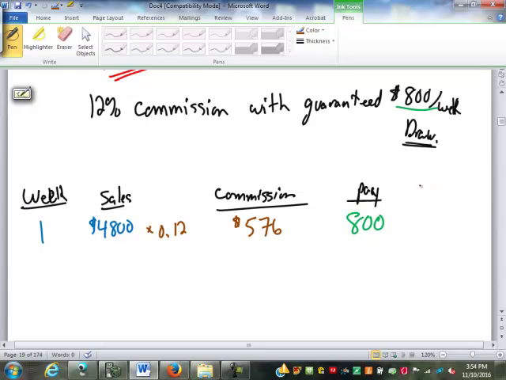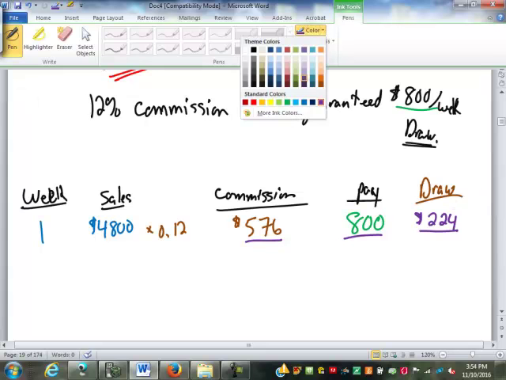So what that means is the rest of that money goes against what's called a draw. The difference between $800 and $576 was $224. You only earned $576, but they paid you $800. That was $224 more than what you earned. Well, what does that draw mean? Well, I'll show you as we go through this.